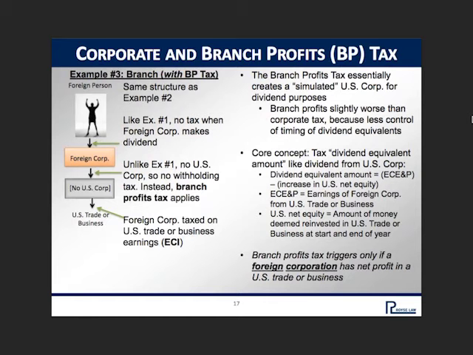The important thing to keep in mind for structuring foreign investment into U.S. real property is that the branch profits tax will only trigger if a foreign corporation has net profit in a U.S. trader business. No other kind of foreign taxpayer will run into the branch profits tax. You might mention also the strange way they compute the dividend equivalent amount. Yeah, in your chart. It is unusual, and I've put this up here because it is quite a strange thing.